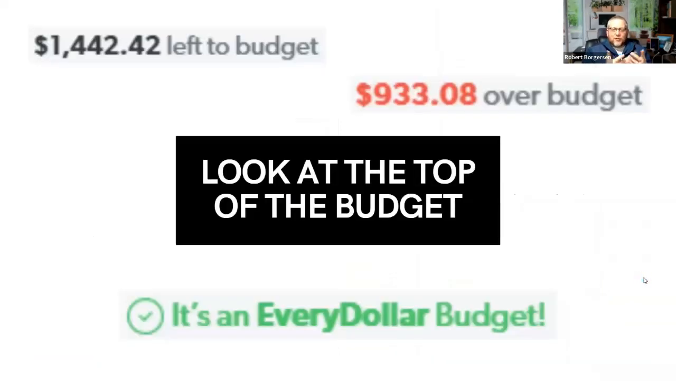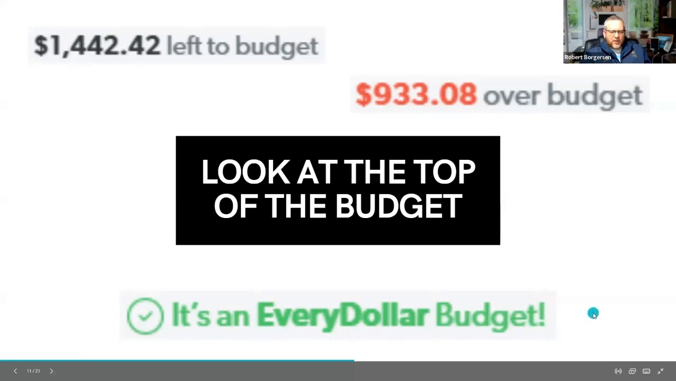Once you've now entered the numbers, and I would encourage you to do this with your income, the four walls, and your debts, and maybe just put the debt as your minimums for now, the minimum payments. Then once you've done that, look at the top of the budget, all the way at the top of the screen. And this is in the app or on the website. And you're going to see one of three things. You're either going to see some amount left to budget, you're going to see a red number where this much over budget, or you're going to see it is an every dollar budget. Those are the only three options there could be.